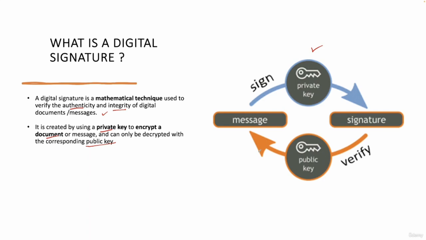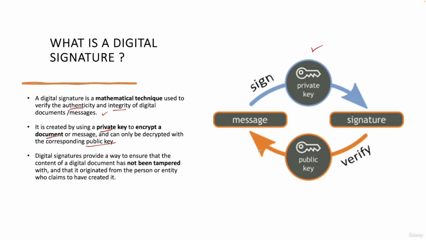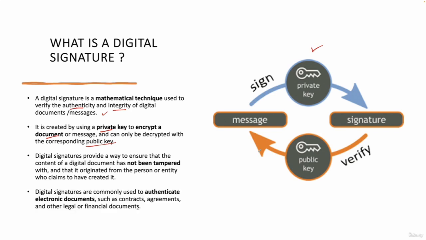As I said, because it's all about integrity, you always encrypt not with the public key, but with the private key, because you want to ensure that you are the person who's actually sending that document and that the document hasn't been tampered with. It provides a way to ensure that the content of the digital document has not been tampered with. And we'll take a look at a workflow diagram to show how this digital signature takes place. But all we are ensuring is that the message has not been tampered with.